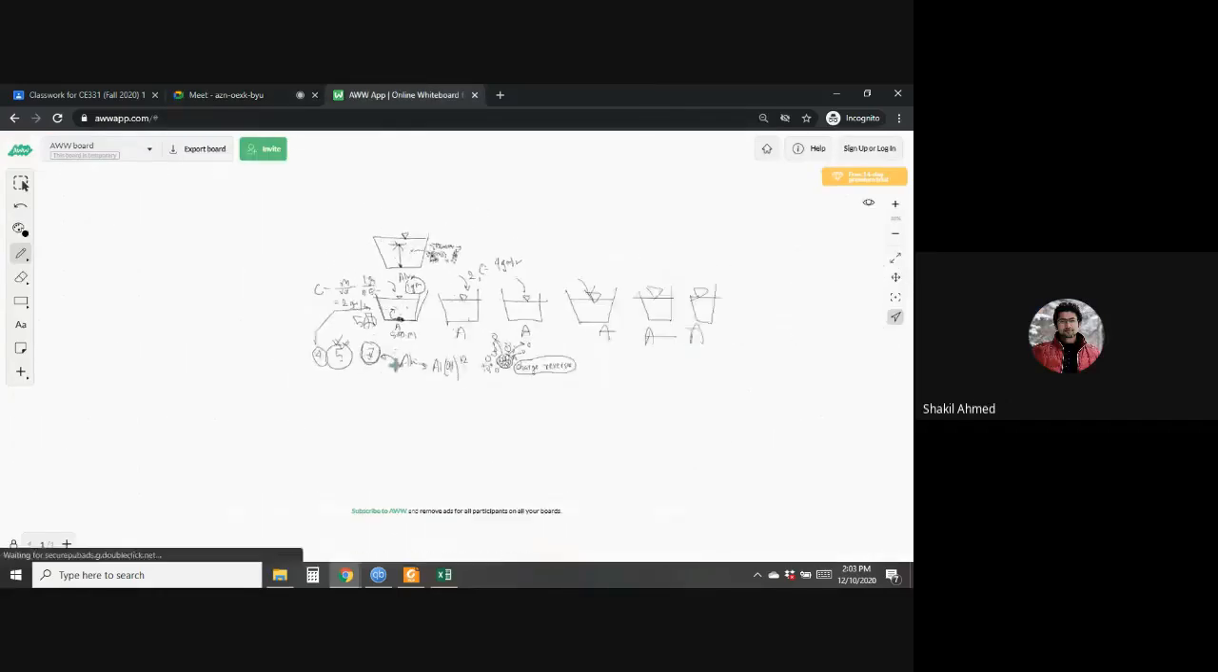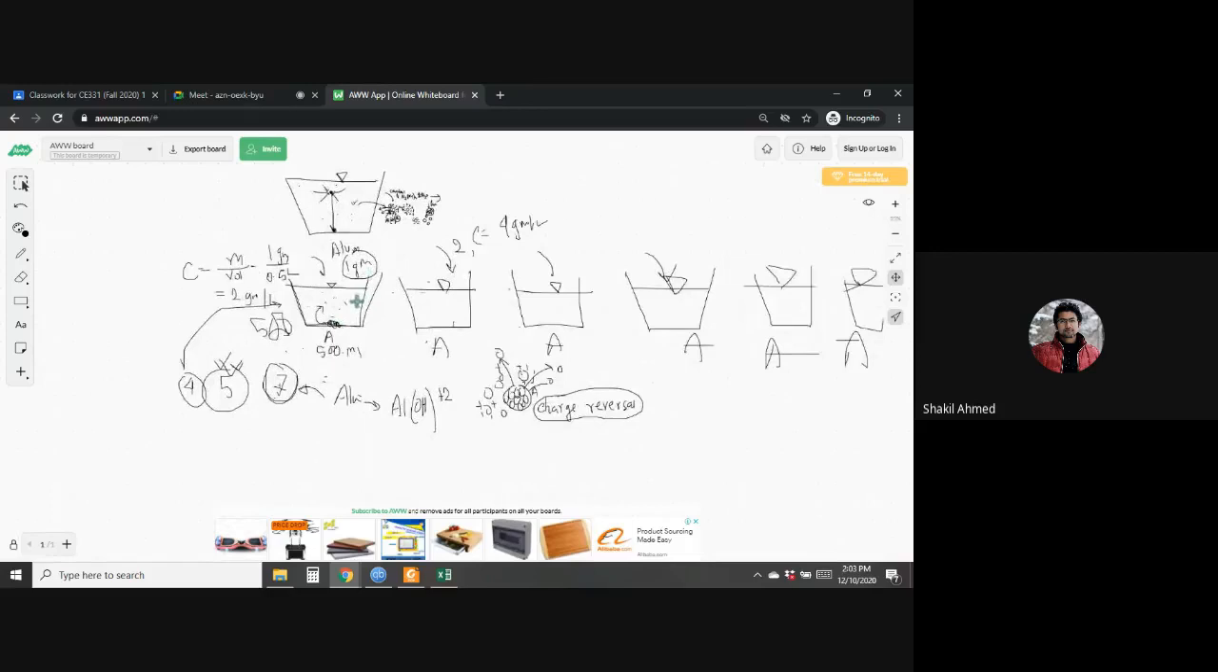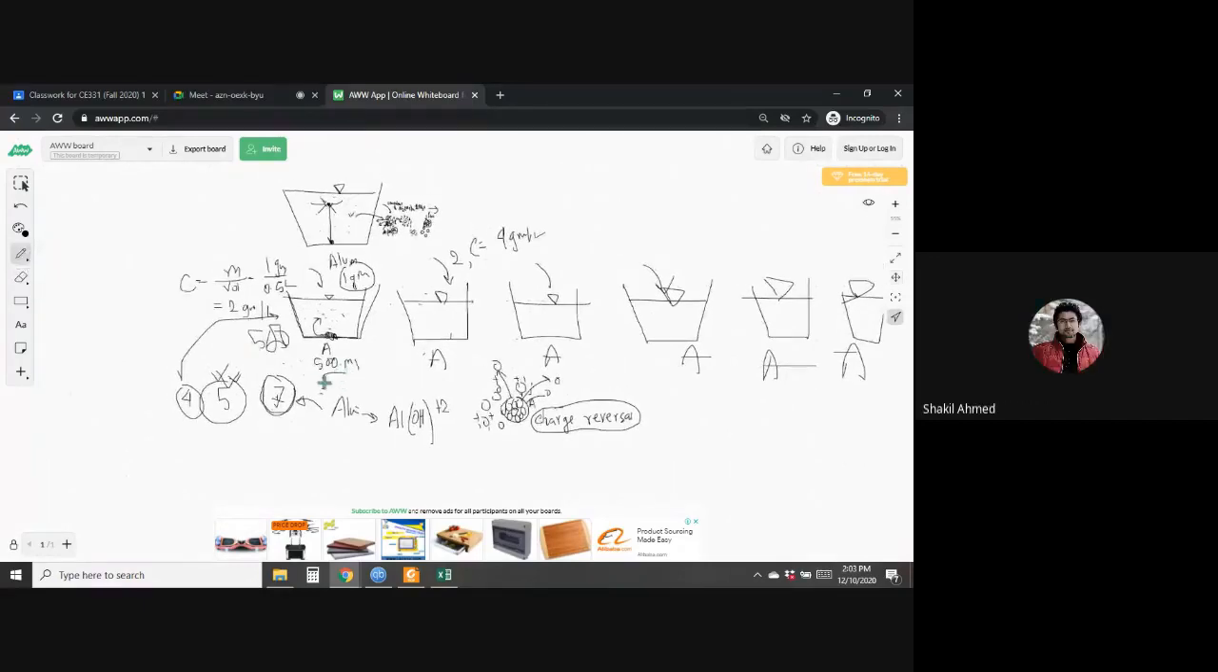So whatever you have added at different concentrations, guys, are you following me? Yes, sir. So here the concentration is C1, here the concentration is C2, here C3, C4, C5 and C6. These are the concentrations of the coagulant dose.